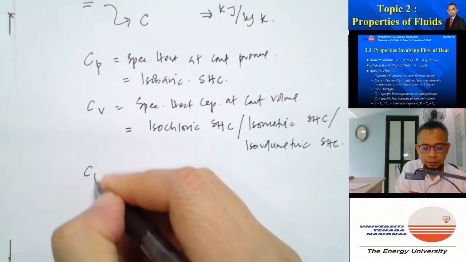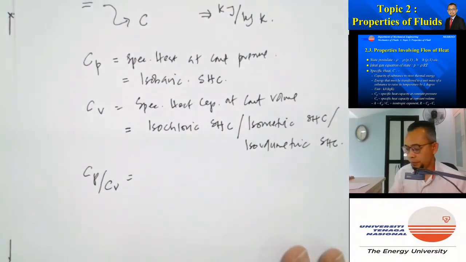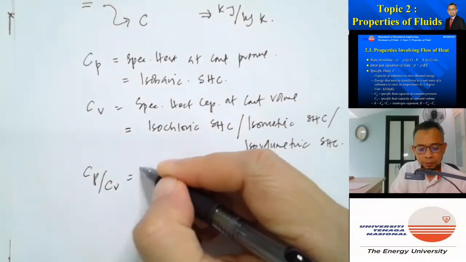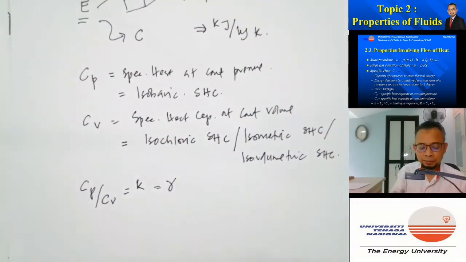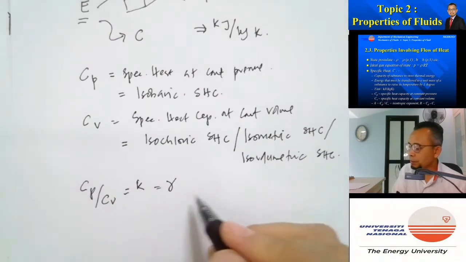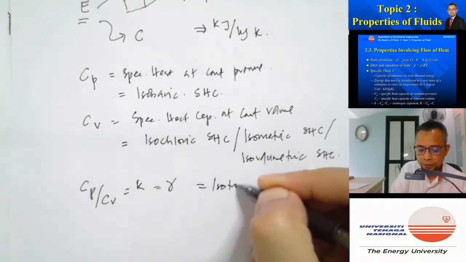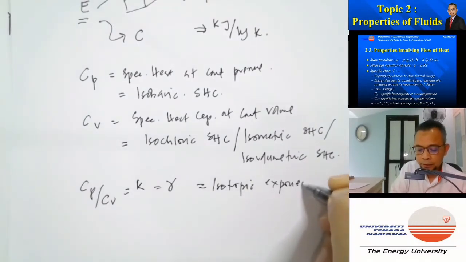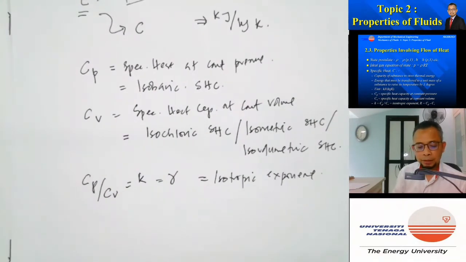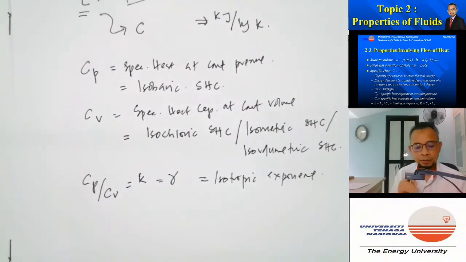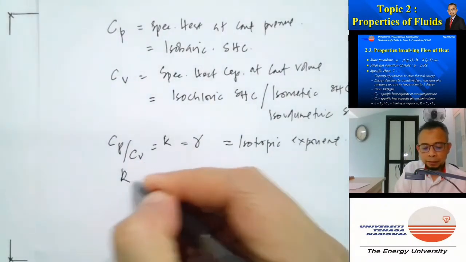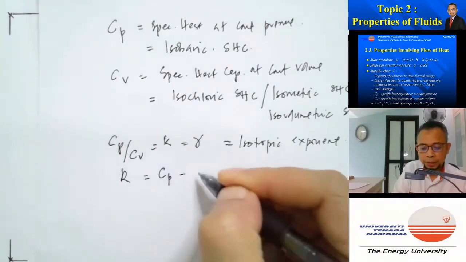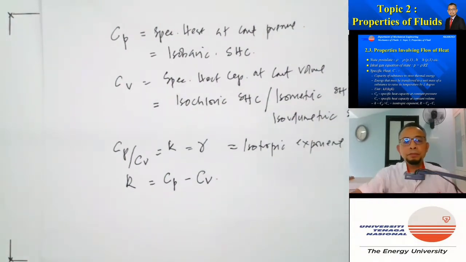The ratio of Cp over Cv, normally we use a symbol, sometimes k, here I use k, and some books also use gamma for this. This is the ratio of Cp over Cv, so it's called the isentropic exponent. Since Cp and Cv are a function of temperature, the isentropic exponent will also be a function of temperature. Then the gas constant R is equal to Cp minus Cv.